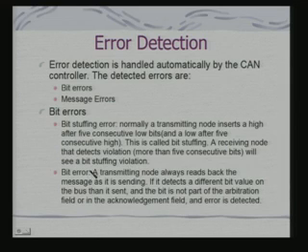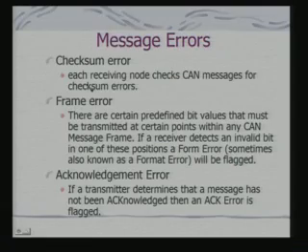And a bit error is what? A transmitting node always reads back the message as it is sending. Okay? If it detects a different bit value on the bus than it sent, and the bit is not part of the arbitration field or the acknowledgement field, then the error is detected. Okay? So that means the bit which is now on the bus has been changed for some reason. That error can be detected by the transmitting node only. Once it detects that error, it can flag that error as well. Then there will be message errors, because you already have the error correction code as part of the message frame. Using that, an error can be detected, a checksum error.